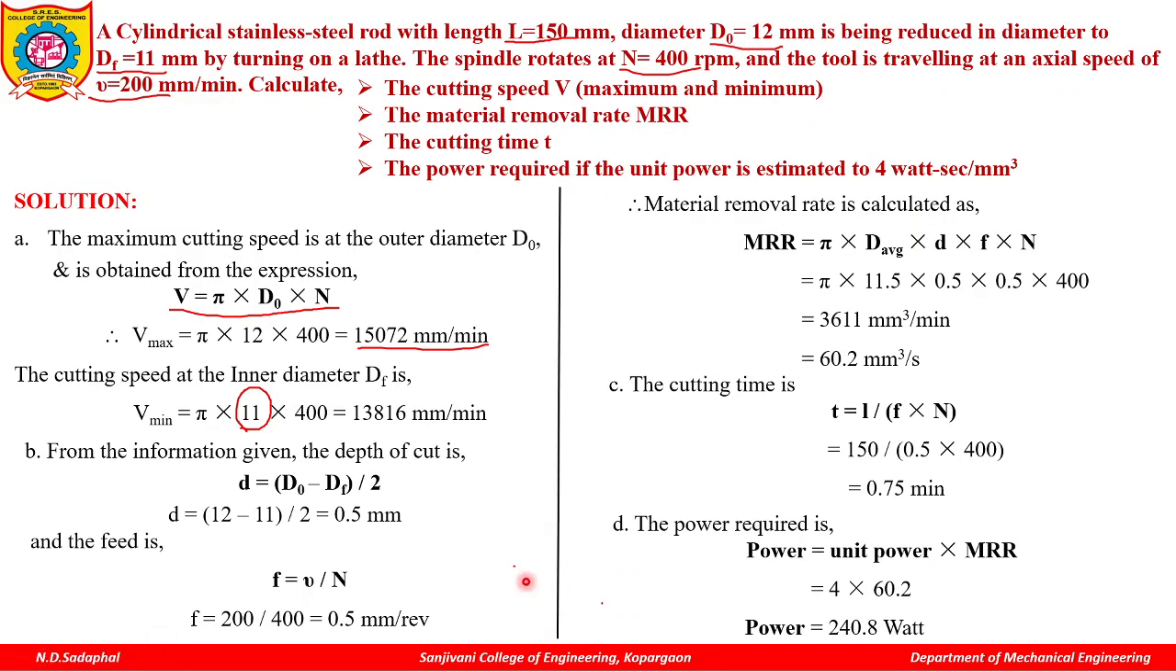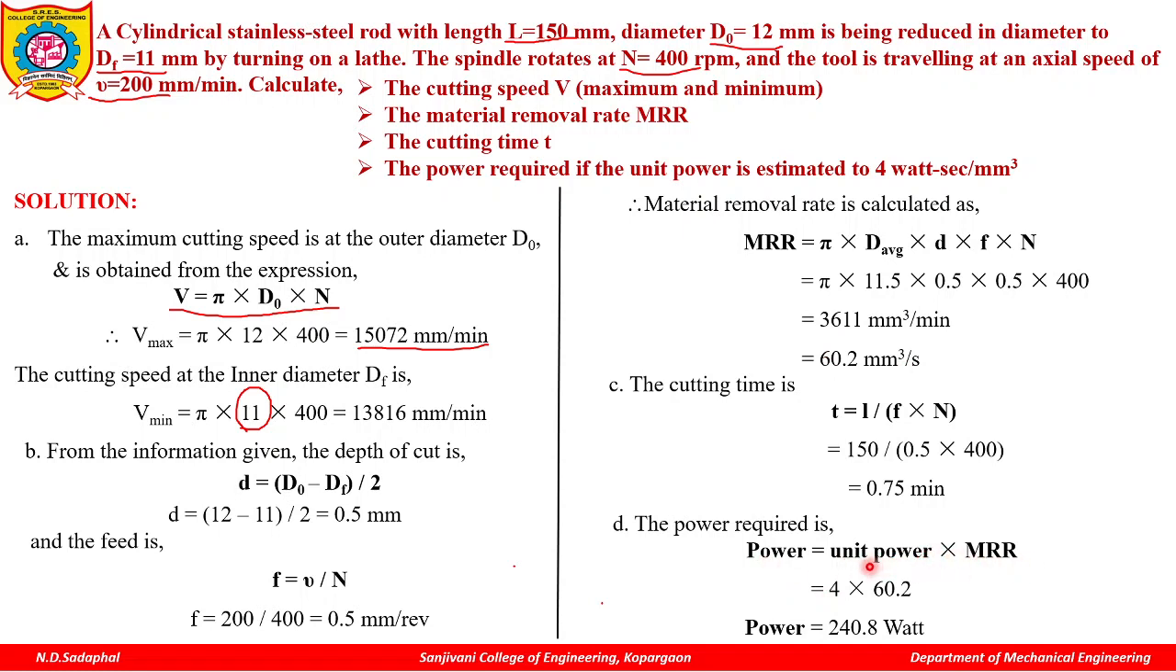Then power required. If unit power is given, unit power is 4 watt second per mm cube. Whatever MRR you have calculated, you have to convert this MRR into per second, because this unit and this unit should be the same. So we have calculated this in mm cube per second. So power is unit power into MRR.